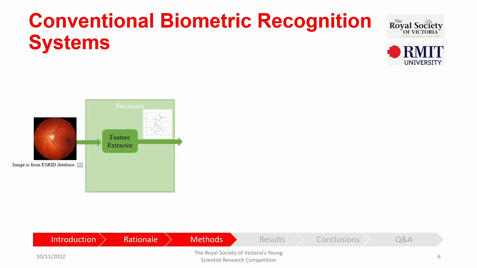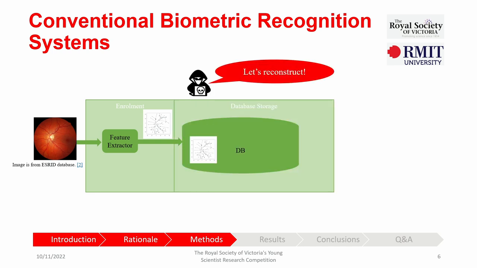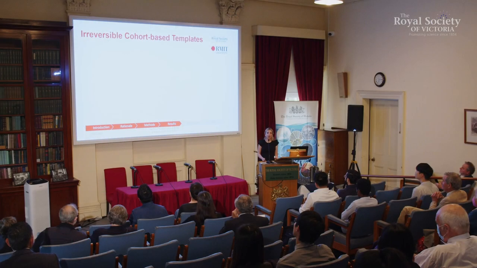But conventional biometric systems extract features and store them inside the databases as unprotected biometric templates. And this is a risk, because in case the security of the database is compromised, an attacker can reconstruct the original biometric sample from the unprotected biometric template. The underlying idea of the work that I conducted during my PhD was to avoid storing the unprotected template inside the database, and instead storing it in a protected way that is irreversible, unlinkable, and cancelable.